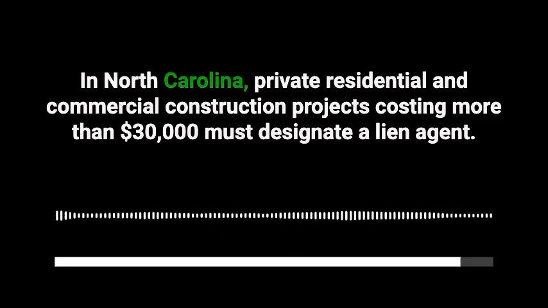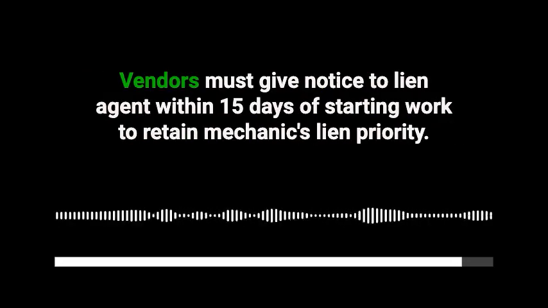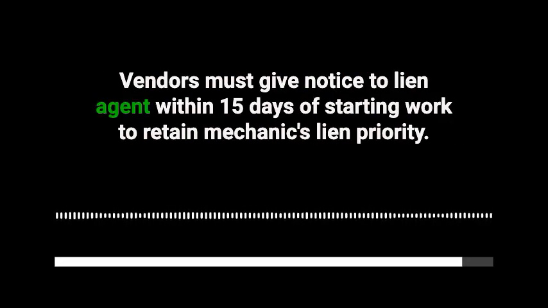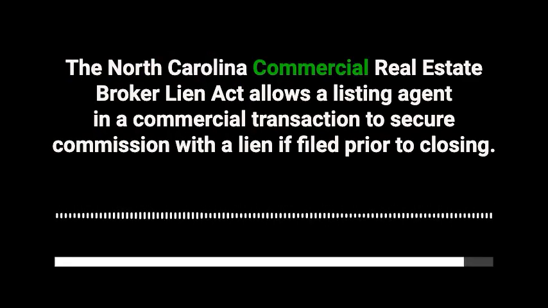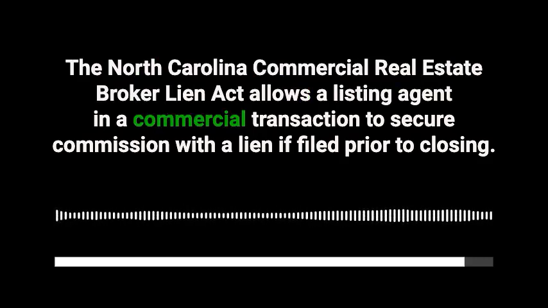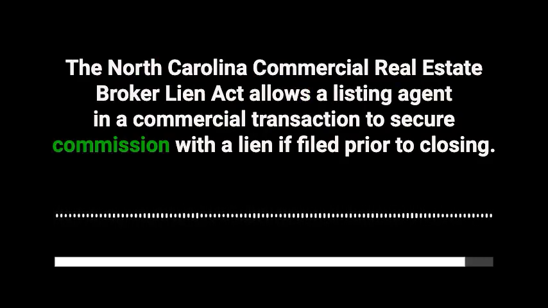Note: in North Carolina, private residential and commercial construction projects costing more than $30,000 must designate a lien agent. Vendors must give notice to lien agent within 15 days of starting work to retain mechanic's lien priority. Owner-occupied, detached, single-family projects are exempt. The North Carolina Commercial Real Estate Broker Lien Act allows a listing agent in a commercial transaction to secure commission with a lien if filed prior to closing.